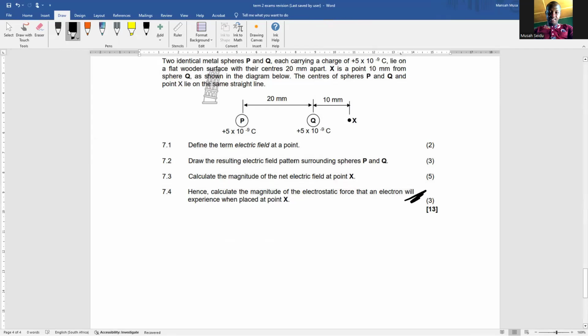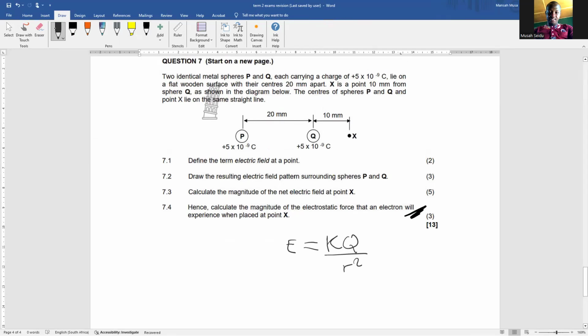Whenever we're doing calculation on electric field, we have to go by the formula E is equal to K, which is Coulomb's constant, over r, which is the distance squared. So now the first question is the definition of electric field. The definitions, you have to refer to your books to know what is electric field and what is electric field at a point.